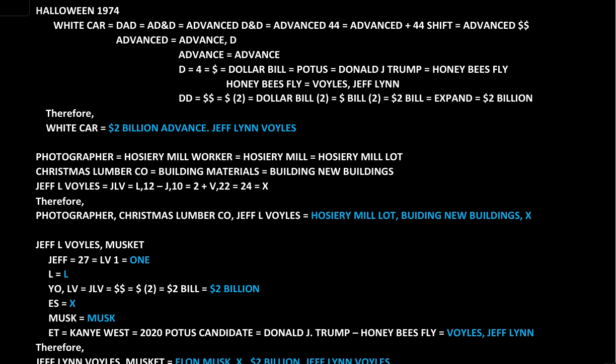So this would be a reference to the fact that Elon Musk is supposed to give me a $2 billion advance, me, Jeff Lynn Voiles. He's also supposed to buy the hosiery mill lot and begin building new buildings for his X headquarters that he's going to move here.